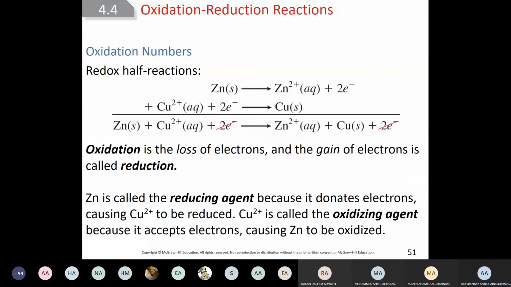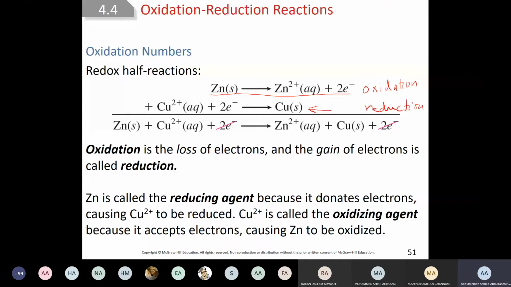Good. Now, what is this process called? Oxidation. Why do we call it oxidation? Because it loses electrons. What is the process of gaining electrons called? Reduction. So we have both of them.